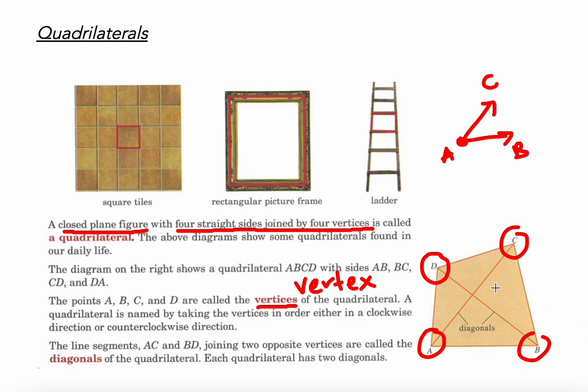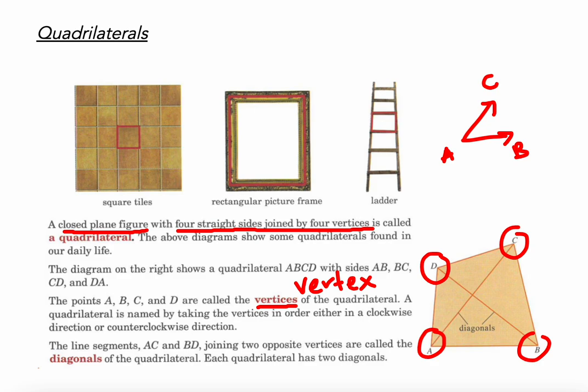Okay, and then a quadrilateral is just named by saying the order in either clockwise, the direction that a clock is going in, or counterclockwise, the opposite direction. You just can't name it like D, B, C, A. It's gotta be in order of how you draw it, essentially. Okay.